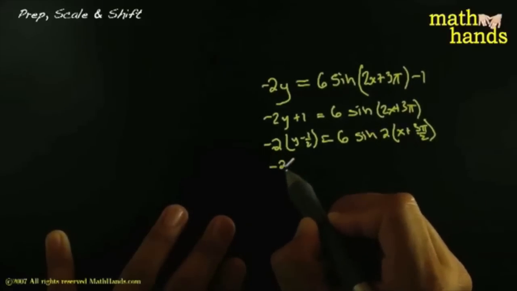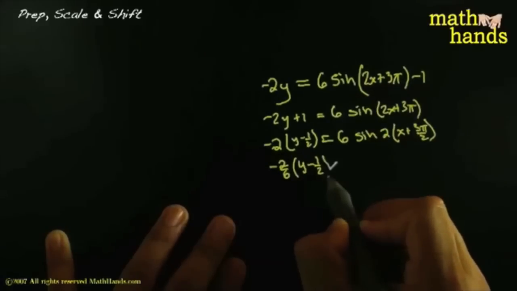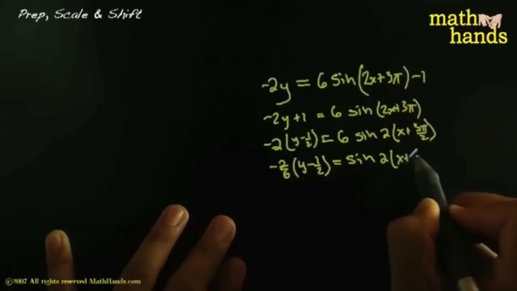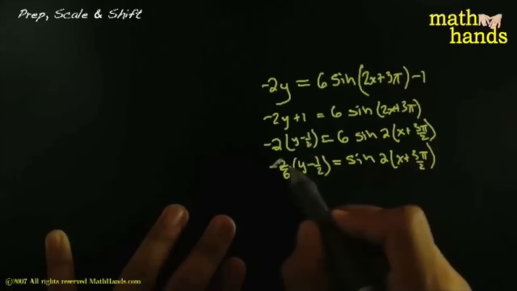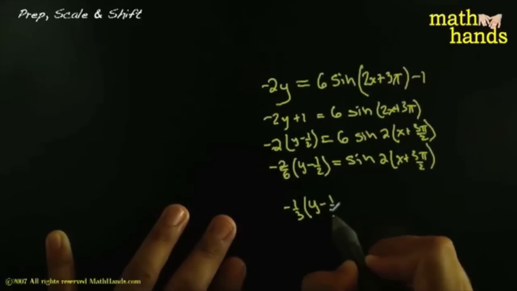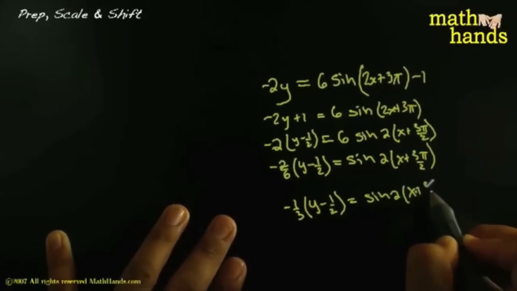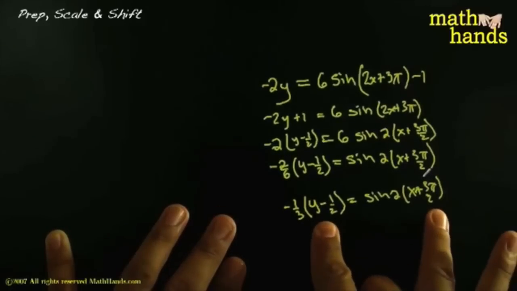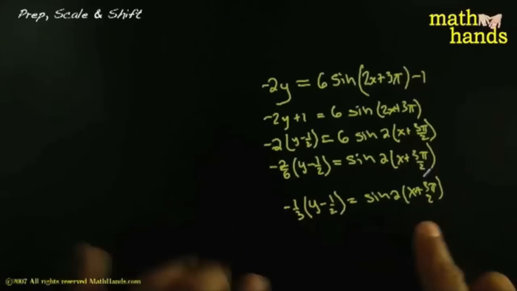So that would give you -2 over 6 times y minus 1/2, and that's equal to a sine of 2 times x plus 3 pi over 2. And you can even clean that up. It's -1/3 y minus 1/2, and that's equal to sine of 2 times x plus 3 pi over 2. And now this, my friends, this is nice. This is prepared. This is ready to go. Ready to rock and roll.